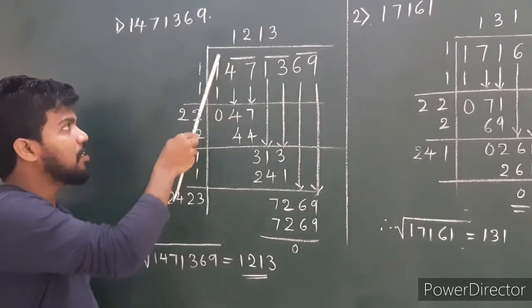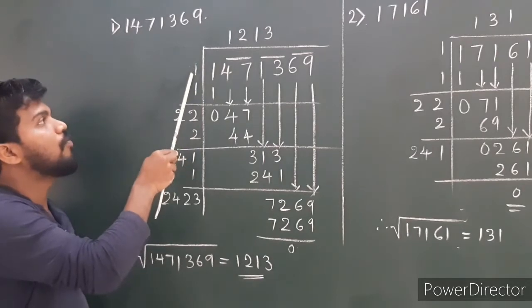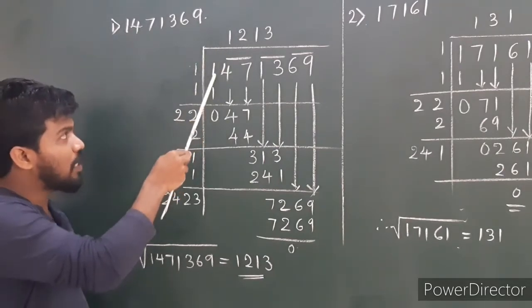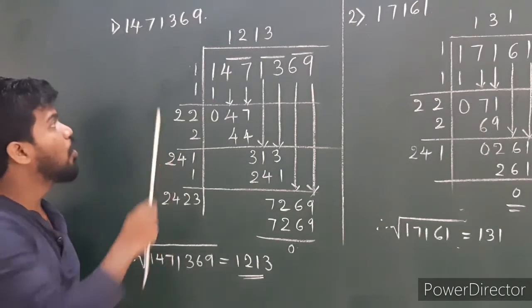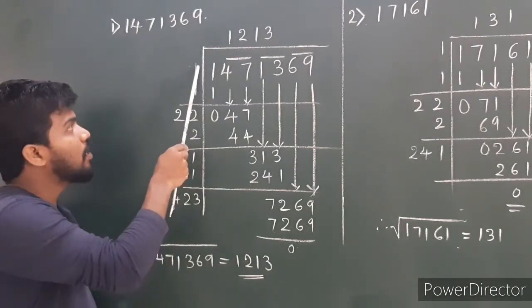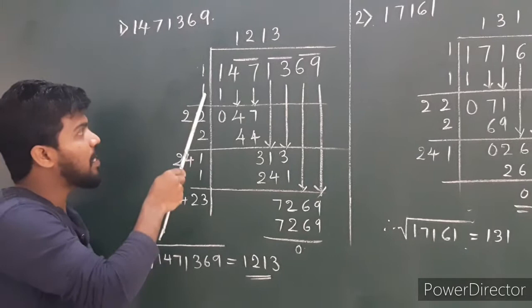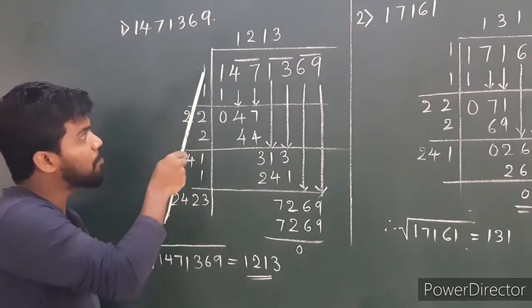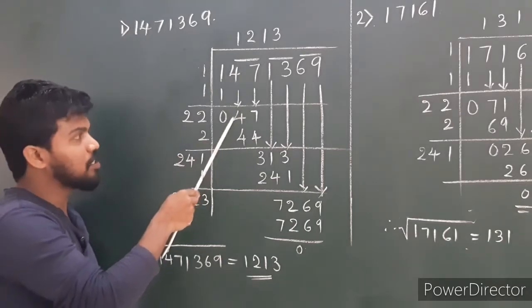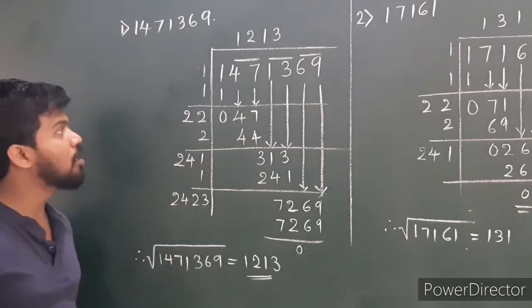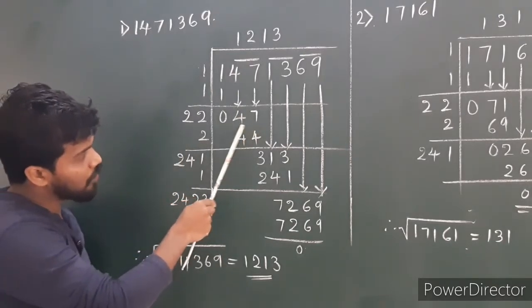So first you take 1, you concentrate on 1. 1 ones are 1, so the remainder you get is 0. Now you see that here 1 plus 1, you write 2 here. And you take the next two terms, that is 4 and 7. So now it is 47.